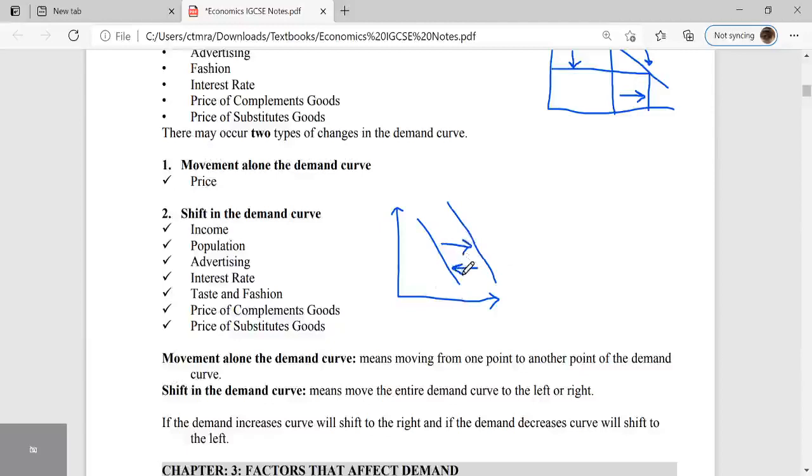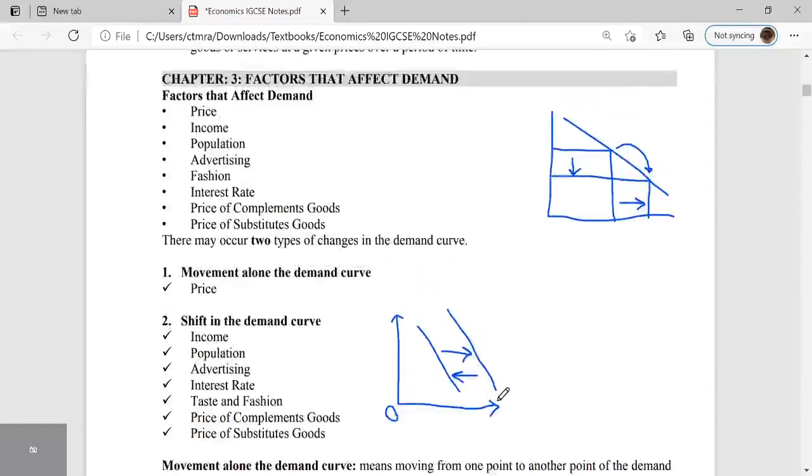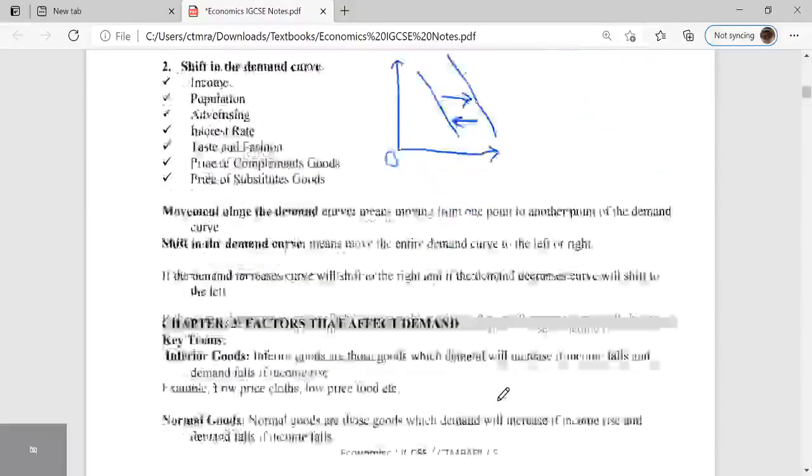Many people get confused with this, but it's very simple. If it's getting closer to the zero, that means demand is falling, so shifting to the left means demand is falling. If it's getting away from the zero, that means it's going to the right, which means demand is increasing. And the factors are all the non-price factors. Due to a change in price, there will be a movement, and due to a change in other factors, there will be a shift in the demand curve.